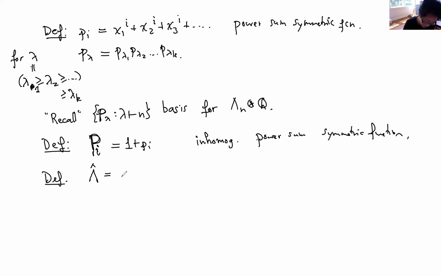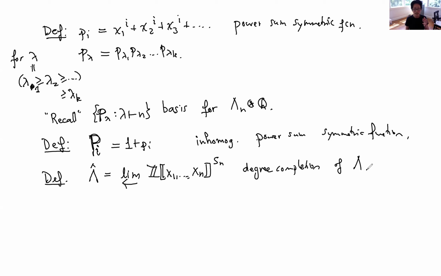This is the inverse limit of, one way to define it is the inverse limit of these rings of power series, the degree completion of lambda. So this is a little bit subtle. It's hard to see from the definitions, but in the ring lambda, your elements are only allowed to occupy finitely many degrees, whereas in lambda hat, they can occupy infinitely many degrees. This is the degree completion. Okay so far?